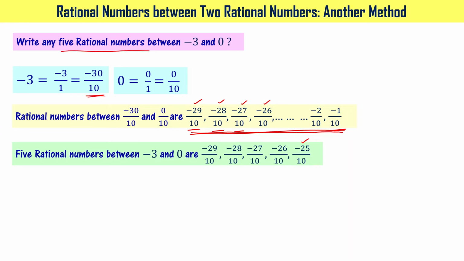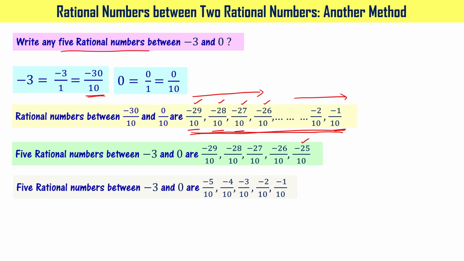I have taken 5 numbers from this end, right? Instead, I could have taken 5 numbers on the extreme right end. Those are going to be -5 by 10, -4 by 10, -3 by 10, -2 by 10, -1 by 10, right? Since we are asked to write any 5 rational numbers between -3 and 0, both the answers are correct, right?